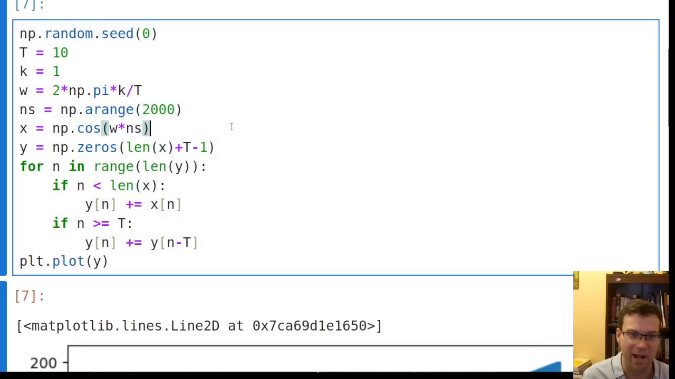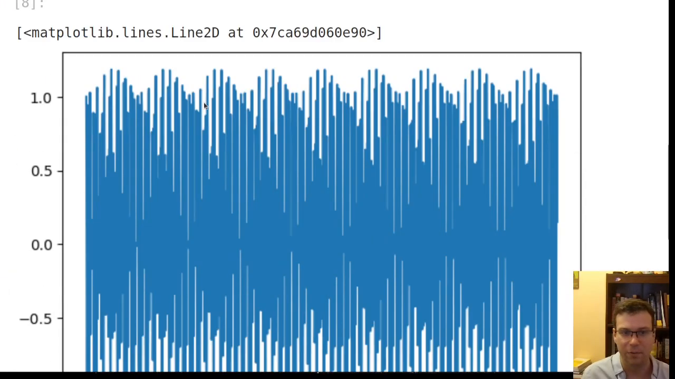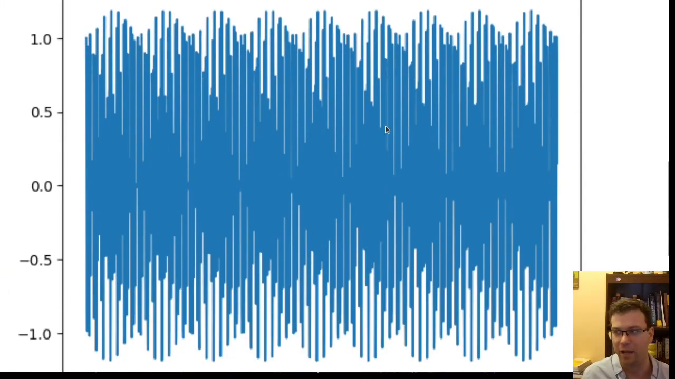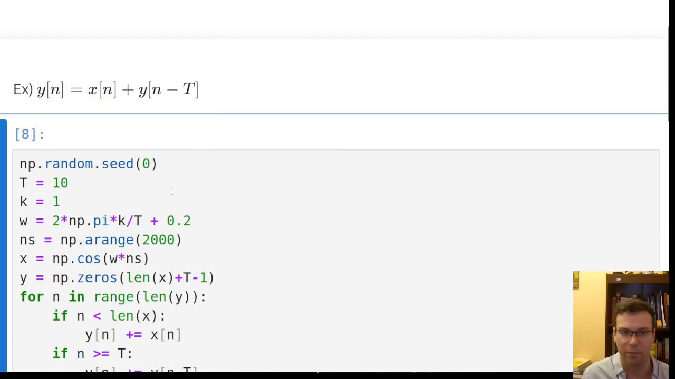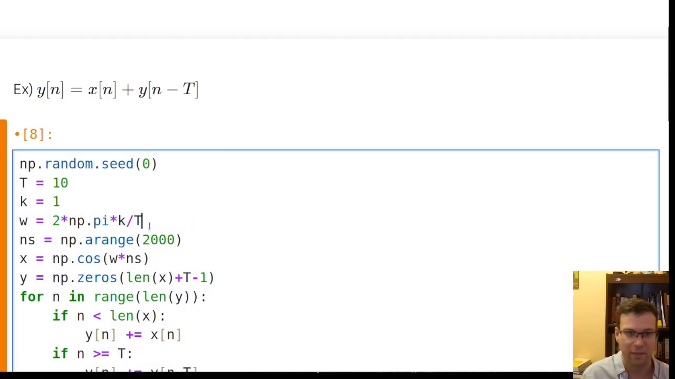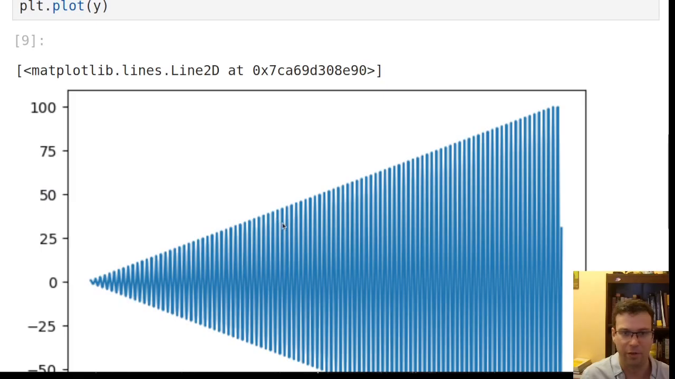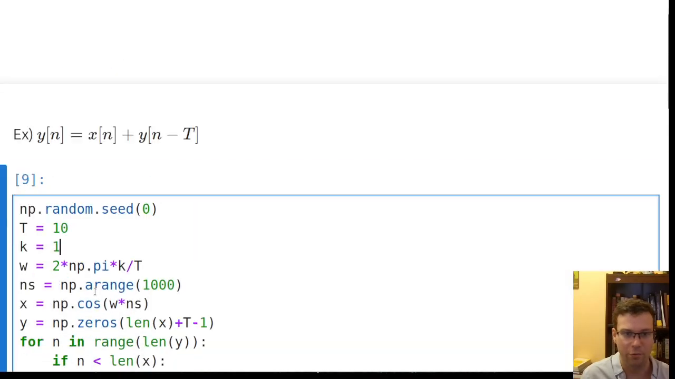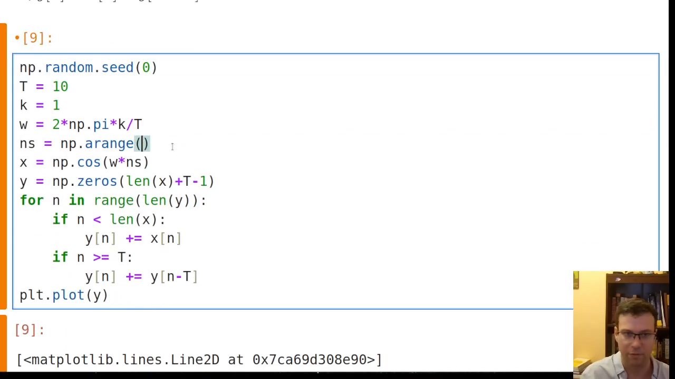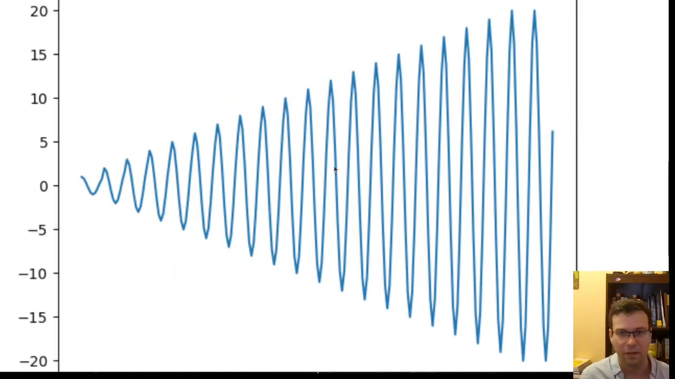Let's pick something that's not that. Let's pick something that's a different frequency. Maybe I'll just add 0.2 to this. And we'll see this one doesn't grow, right? This is not one of those ones that grows. But let me back up just so I can see a little better here. Let me go back to maybe just 200 samples here. Okay, so that was that.